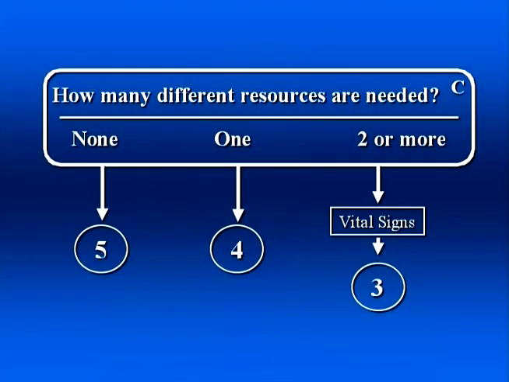Let's look at the ESI decision point C. How many different resources will a patient consume? No resources is assigned ESI level 5. One resource, ESI level 4. Two or more resources, ESI level 3.